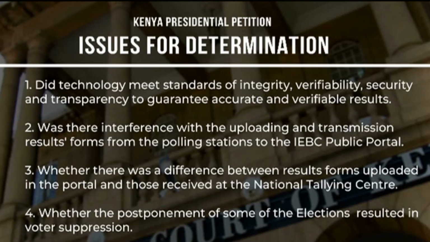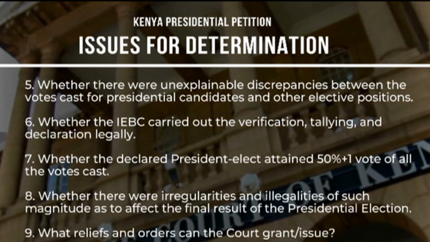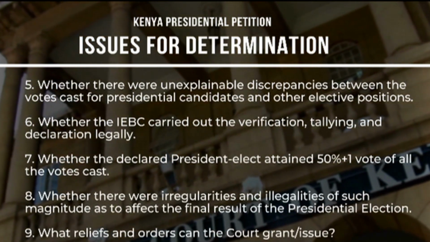whether there were unexplainable discrepancies between the votes cast for presidential candidates and other elective positions, whether the Electoral Commission carried out the verification, tallying and declaration within the law, whether Ruto attained 50% plus 1 vote of all the votes cast, whether there were irregularities and illegalities of such magnitude as to affect the final result of the presidential election, and what reliefs and orders can the court grant or issue.